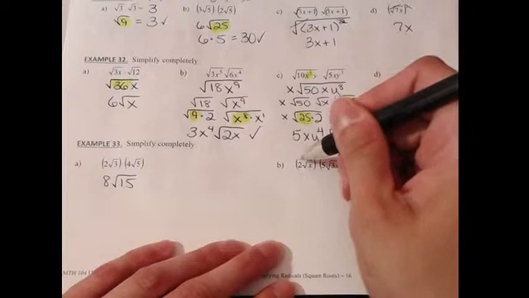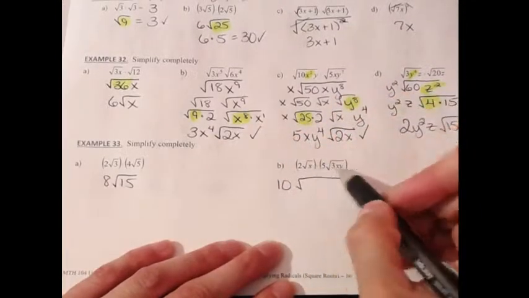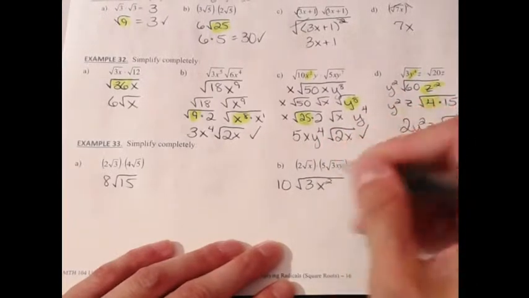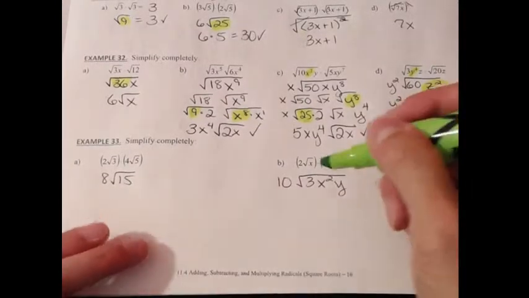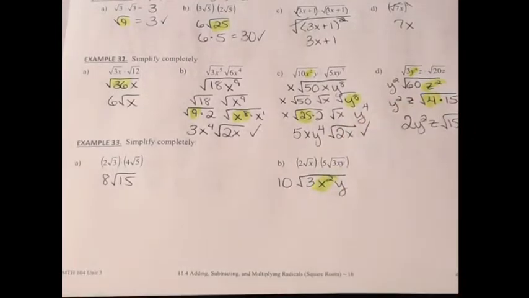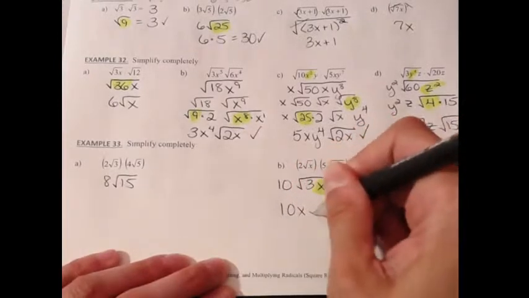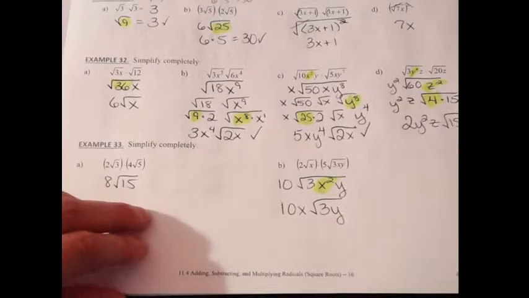Take a look at this one. 2 times 5, well, that's 10. Now let's multiply what's under the square roots. I have a 3. X times x is x squared. And I have a y. My eyes are drawn to that x squared because that's a perfect square factor. The square root of x squared is x, so I'm going to bring that right out. And I'm left with square root of 3y. We can't simplify square root of 3y any further, so we're going to stop right there. Okay? Very cool.